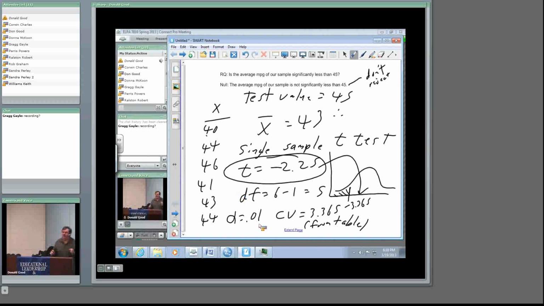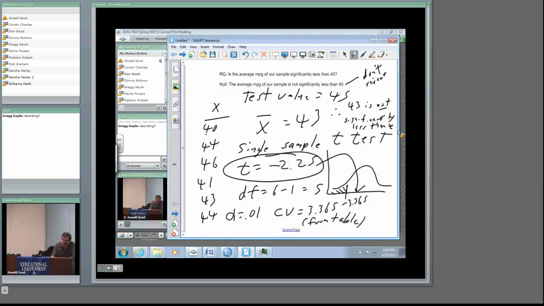Three little dots means therefore in math language. Therefore, 43 is not significantly less than 45. Oops. Here's my answer. 43 is not significantly less than 45.